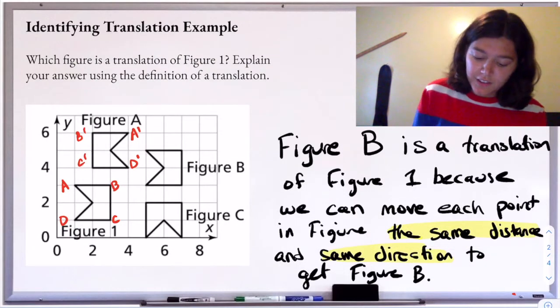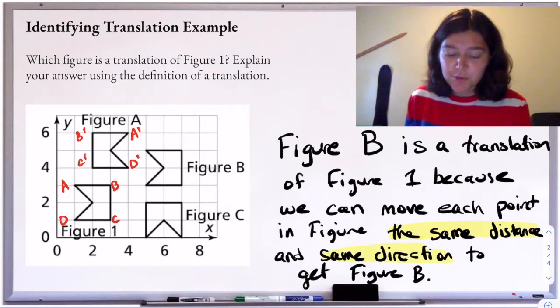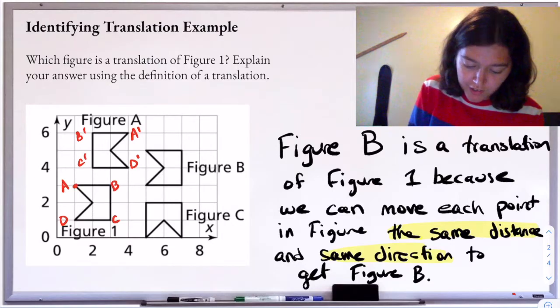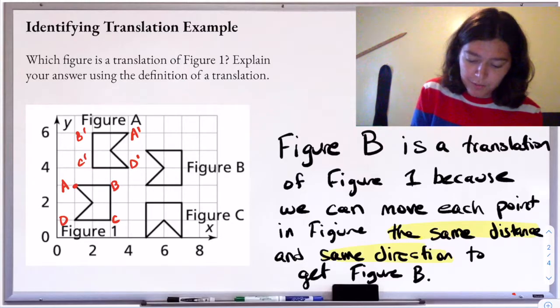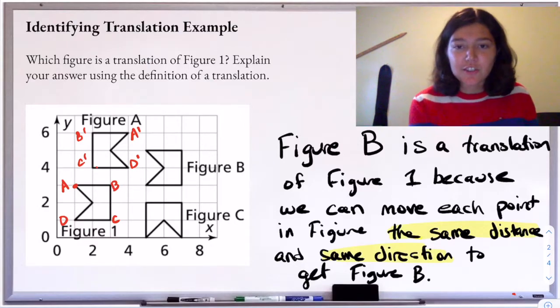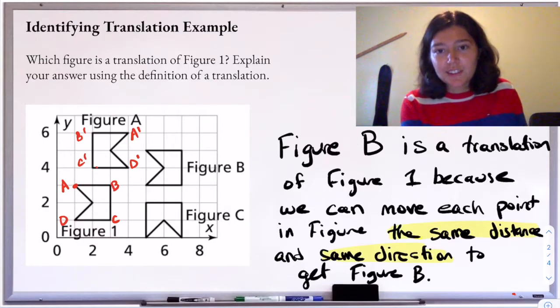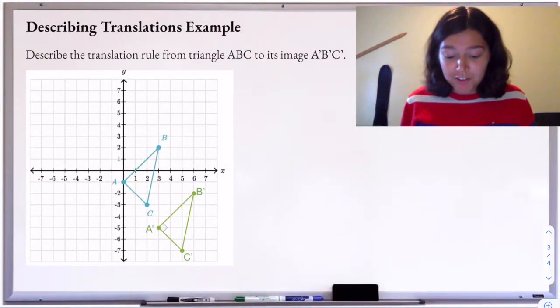Briefly, we can see for figure A, for example, which we know is not a translation, we can't move each point in the same direction and the same distance. To get from A to A prime, we'd go up 3 and then right 3. And to get from C to C prime, we would go up 3 but then left 1. Right, so you can't move all the points in the same direction to get between them, so we know it's not a translation.